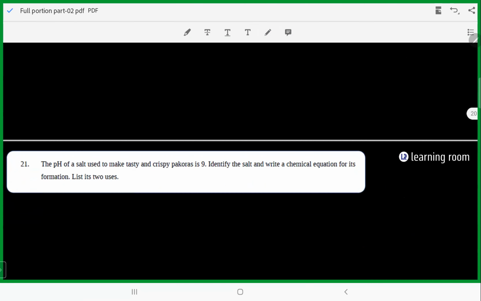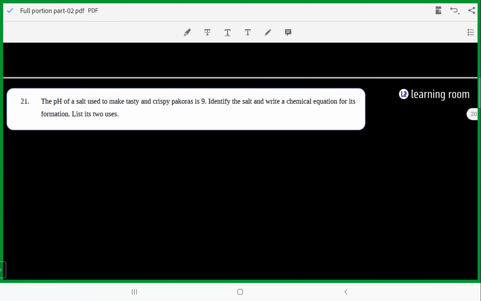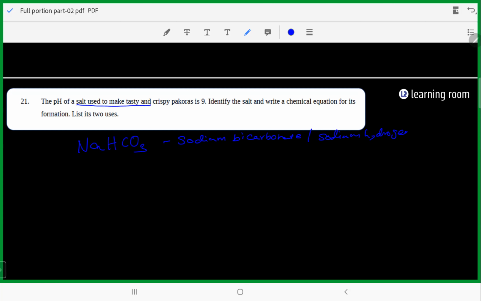And then, the pH of a salt used to make tasty and crispy pakoras is 9. Identify the salt and write the chemical equation for its formation, and list its uses. So it's baking soda. Baking soda is known as sodium bicarbonate, or sodium hydrogen carbonate.